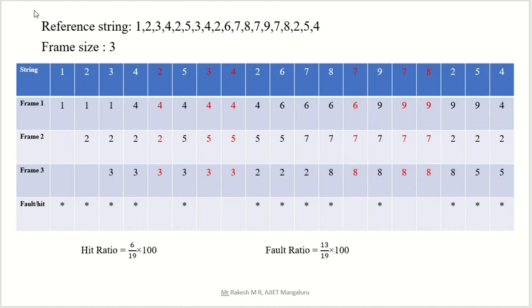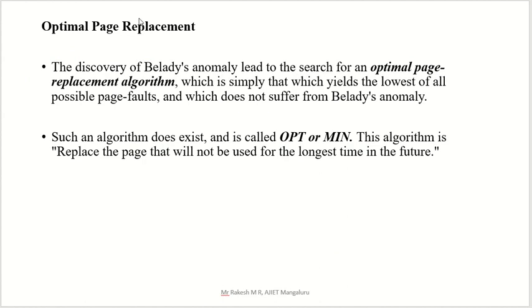Next we will go for the second type, optimal replacement. What do you mean by optimal replacement? The discovery of Belady's anomaly, in the previous slide, led to the search for an optimal page replacement algorithm, which simply yields the lowest of all possible page faults and does not suffer from Belady's anomaly. So whatever disadvantage was in the previous one, we are going to avoid here.